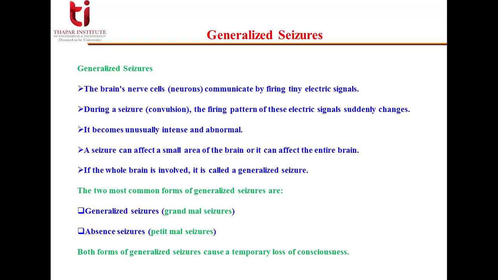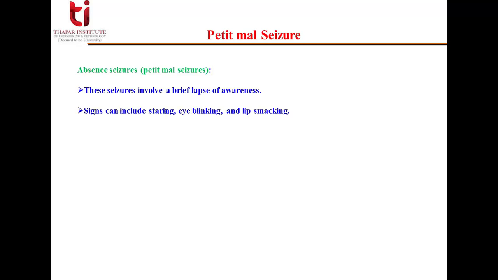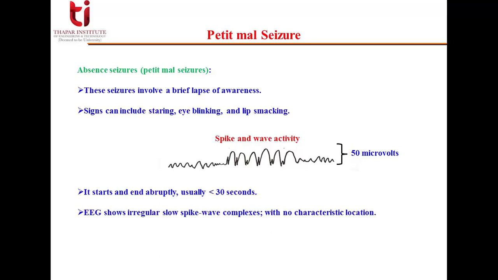Now let's discuss these one by one. Petit mal seizures involve a brief lapse of awareness. The signs can include staring, eye blinking, and lip smacking. You can see the EEG pattern for absence seizures, or I can say petit mal seizures. It starts and ends abruptly, usually lasting less than 30 seconds. EEG for this shows irregular slow spike wave complexes with no characteristic location.